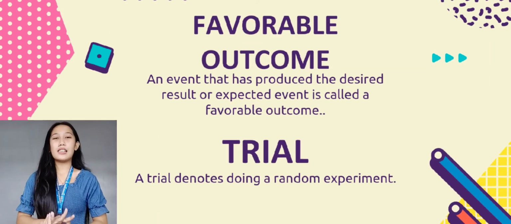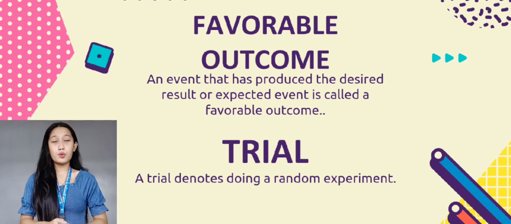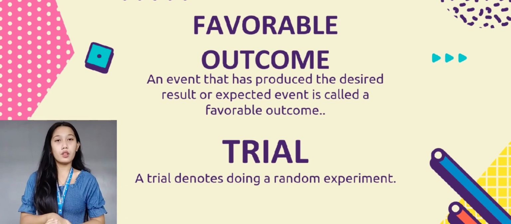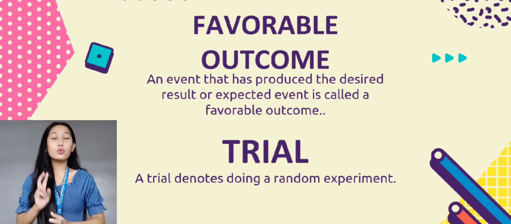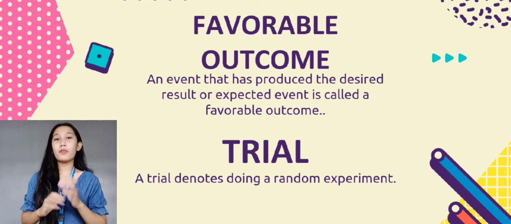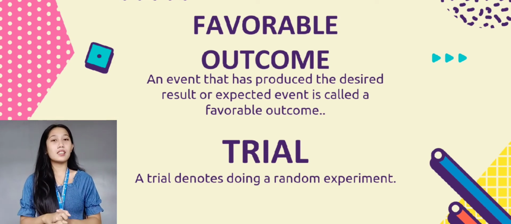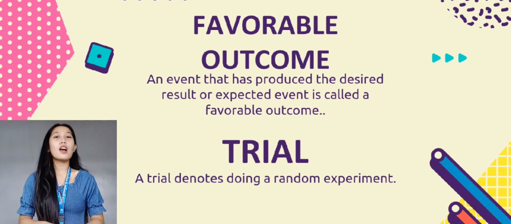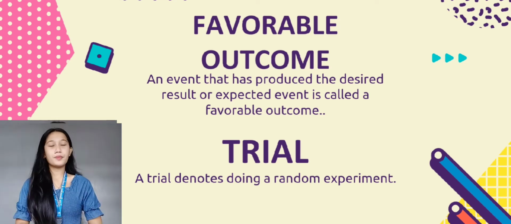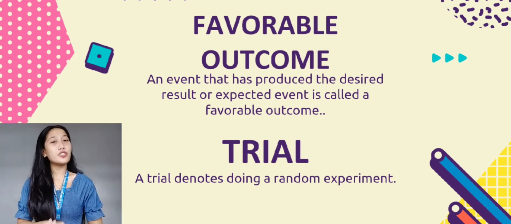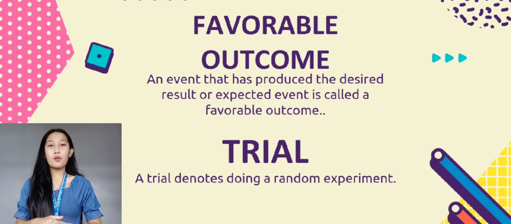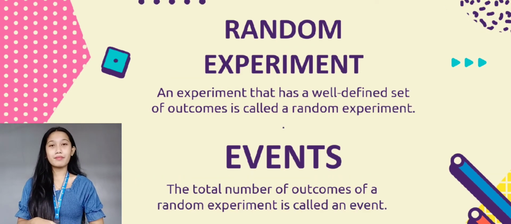Third is the favorable outcome, an event that has produced the desired result or expected event. For example, when we roll 2 dice, the possible or favorable outcomes of getting the sum of the numbers on the 2 dice as 4 are 1 and 3, 2 and 2, and 3 and 1. Fourth is the trial. A trial denotes doing a random experiment.